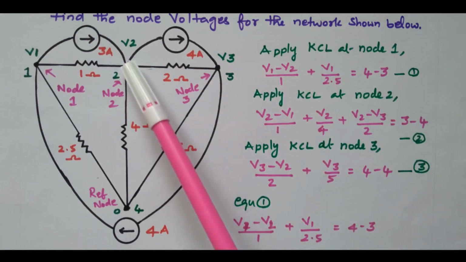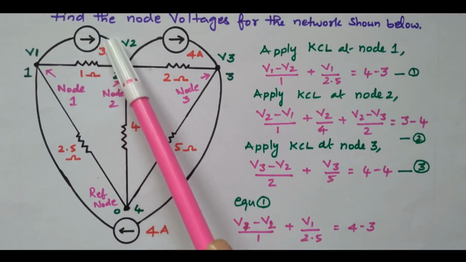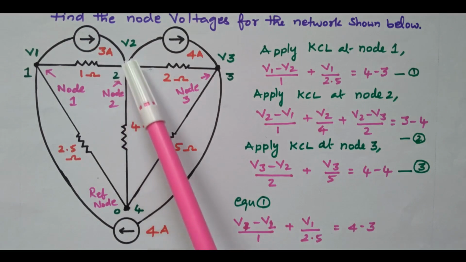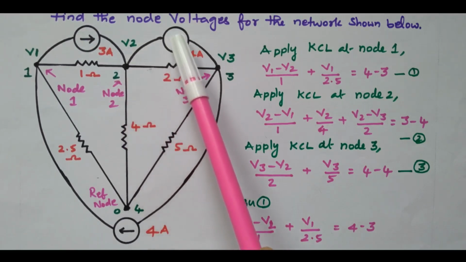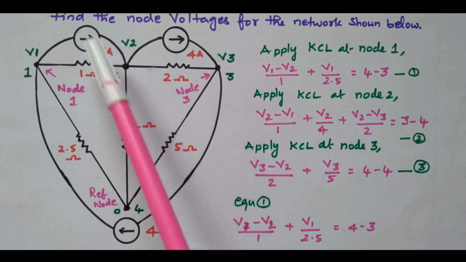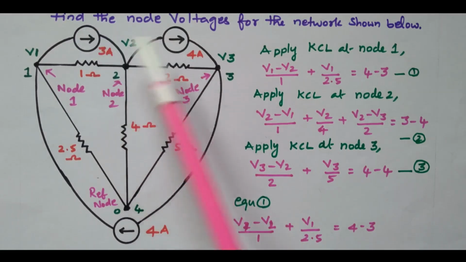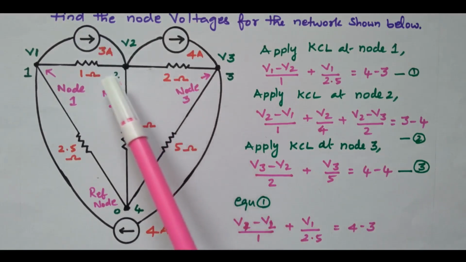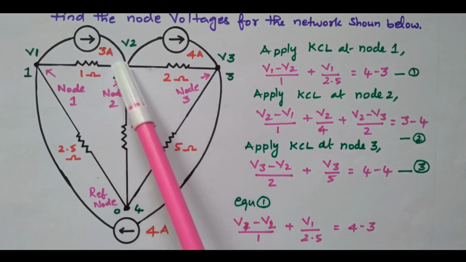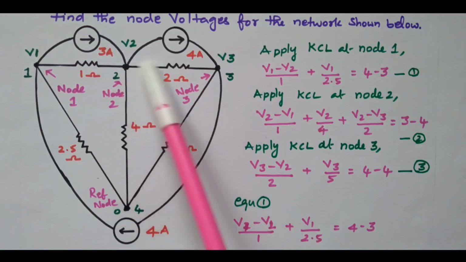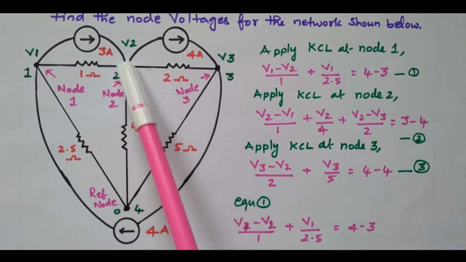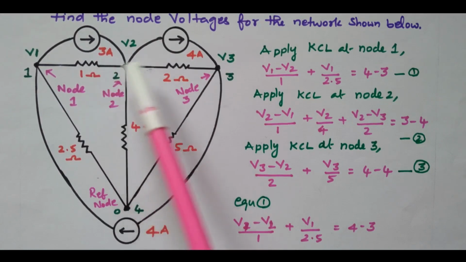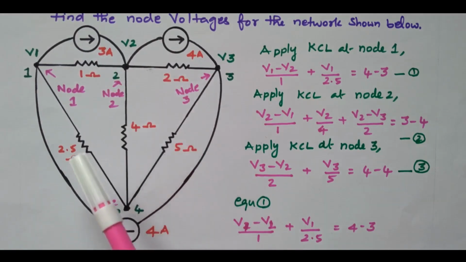Now we will go to the second node. What are the sources available here? This 3 ampere is coming towards the second node, and this 4 ampere is going away from the node. So these two current sources are available. What are the resistors available? This 1 ohm, this 4 ohm and this 2 ohm. These three resistors are connected at this point.